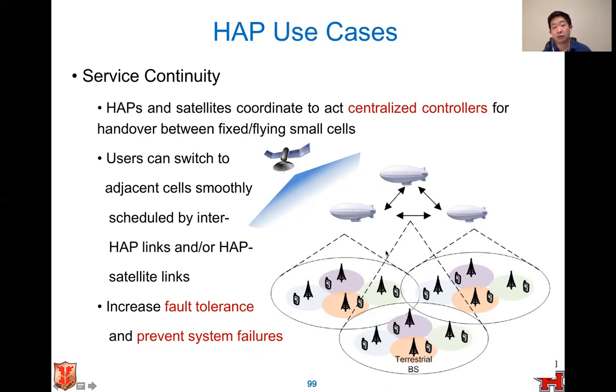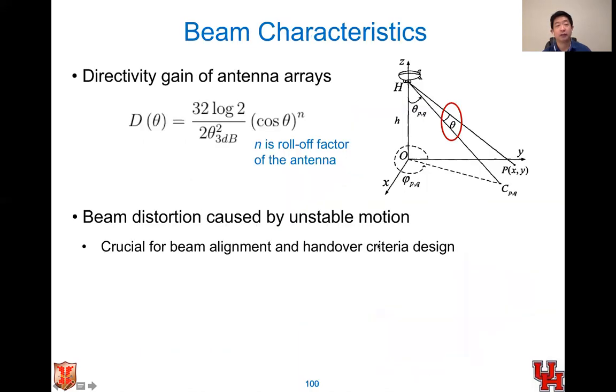So what they can do is put these resources over this kind of HAP, and then move around and dynamically allocate the resources. So this is the case.